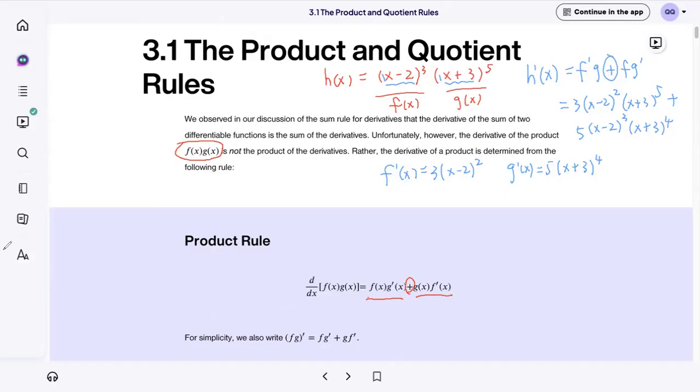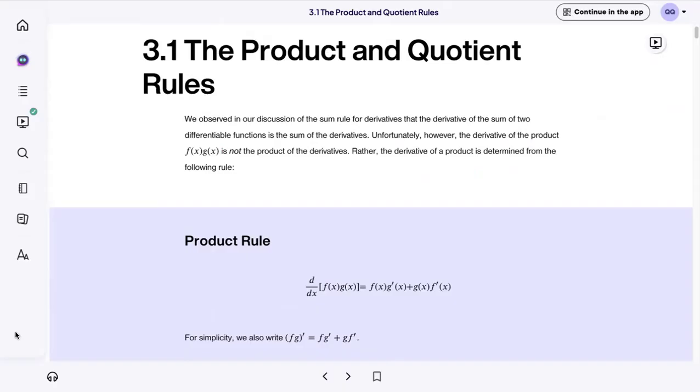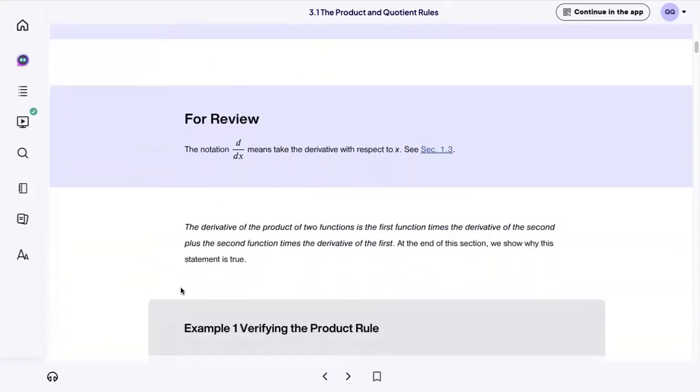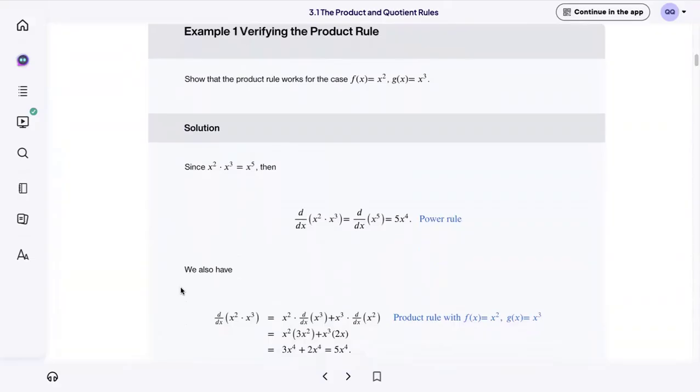Let's see some examples. Here I have f as x squared and g as x cubed, the product of those two. Let's call it h of x, just x squared times x cubed. Of course, you are thinking, why do I use the product rule? This is easy. I just combine those two to get x to the 5th. Then the derivative is just 5x to the 4th.